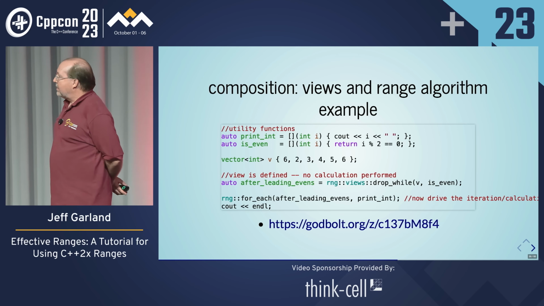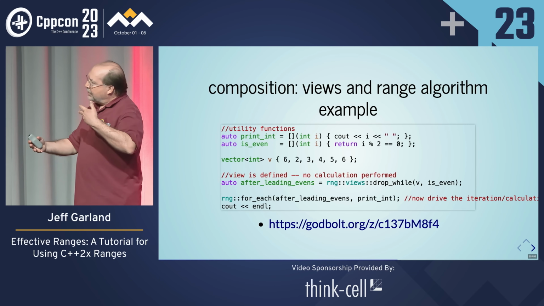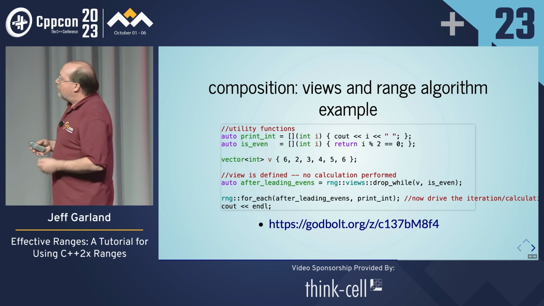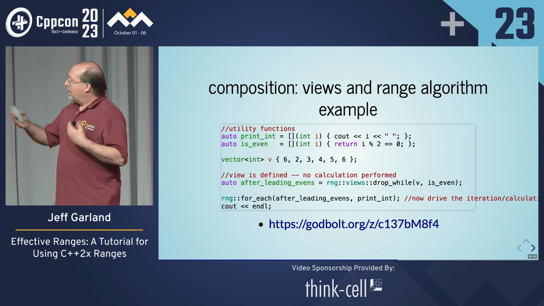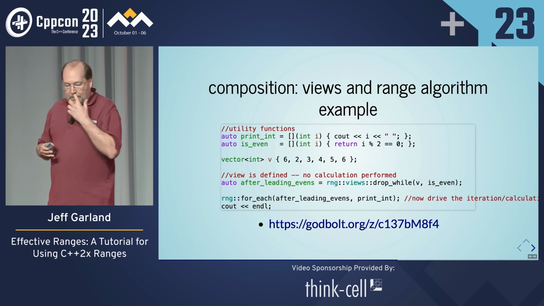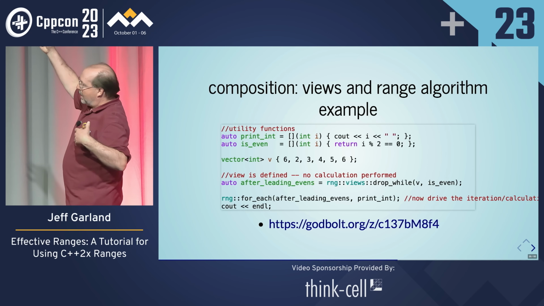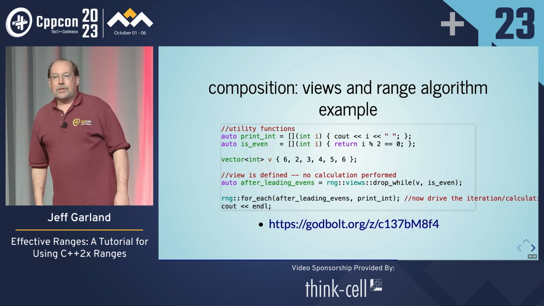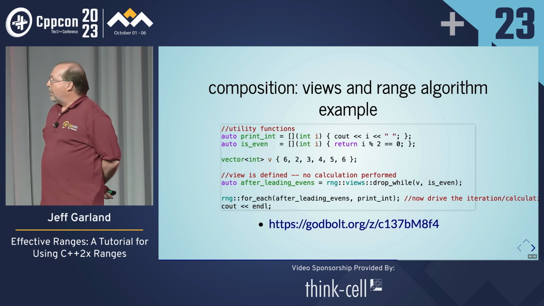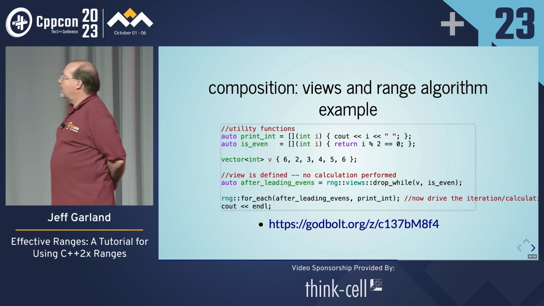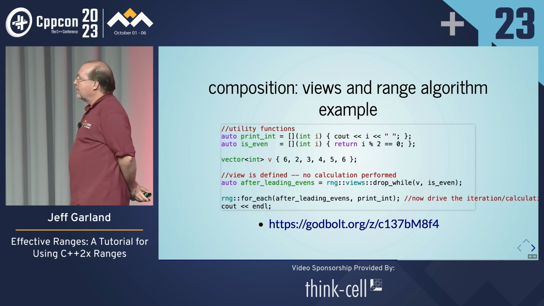This is one of the key things that's happening. You've probably already seen a couple examples where I'm filtering something and then performing some calculation and transformation on it. But here is something a little bit different. I'm actually using both parts of the library together, right? This for each here is the range version of the for each operation. So I'm actually using that for each to drive the execution of this view after leading evens.